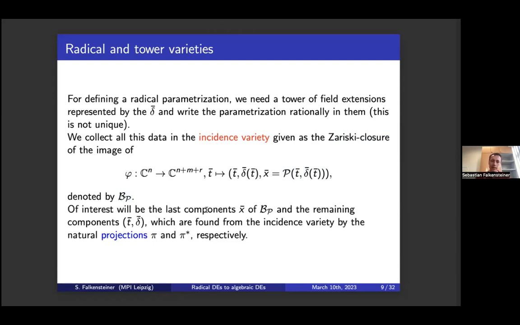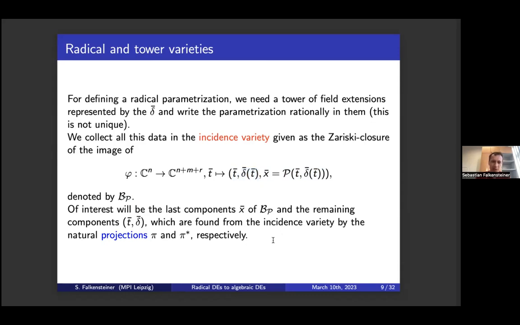And so we are interested in the last component here because we want to take a look at the variety defined by the radical parametrization. And this will be found by taking a projection of the incidence variety. And the other components will also be important. They will also be found by a projection.